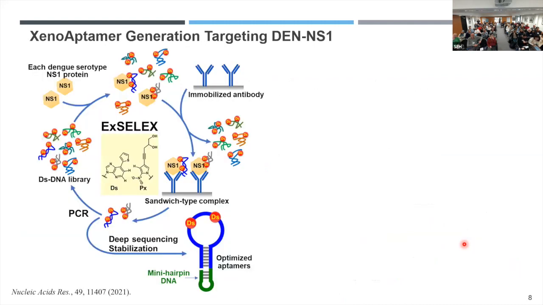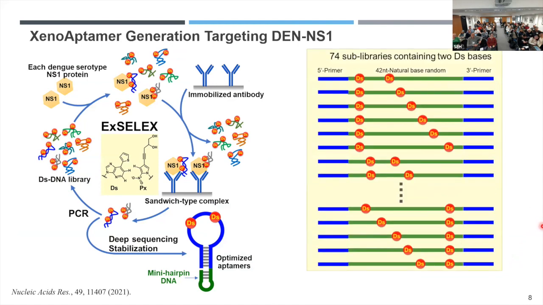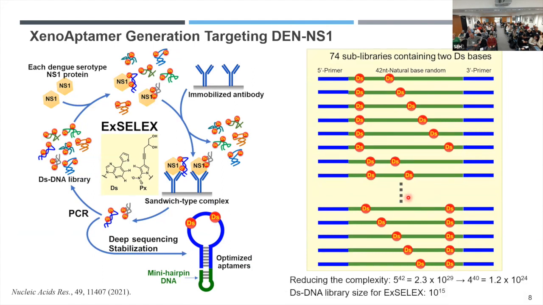Then we performed aptamer selection for each serotype NS1 protein. For the selection, we use a sublibrary system. If we made a fully randomized library with five letters, the complexity would be very big. That's not good, because the suitable aptamer selection scale is 10 to the 15th.